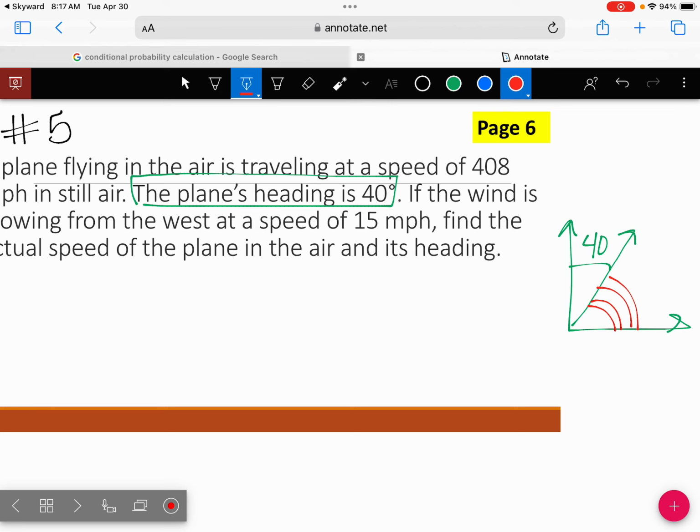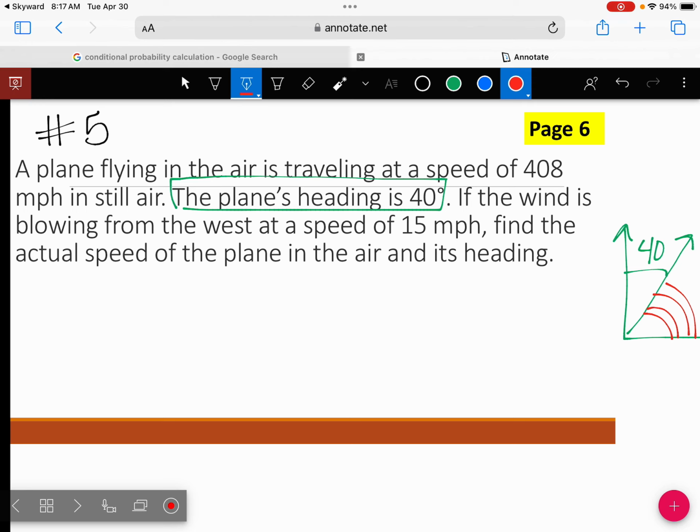What do you think I'm gonna do to find that angle? Not add 90. 90 minus 40, yeah. So the plane's direction is actually 50. So let's just stop right there.